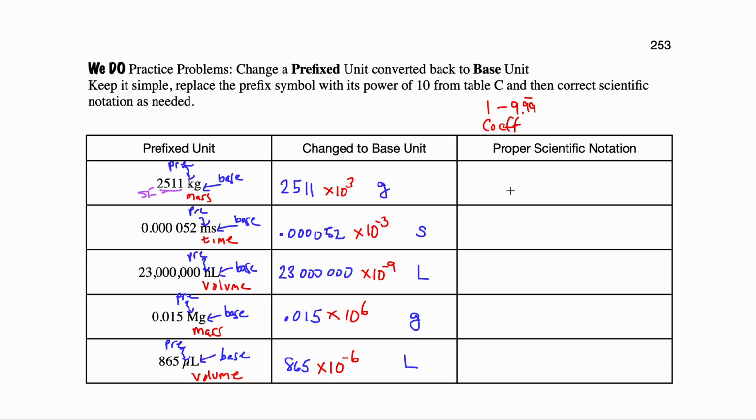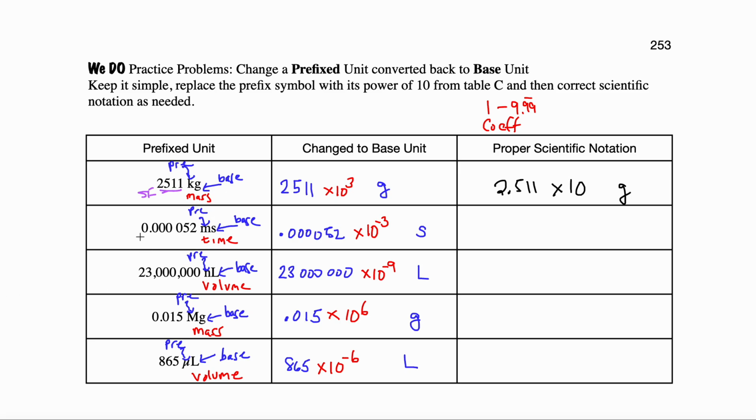So my coefficient would be written as 2.511 times 10 to some power grams. I'm going to worry about the exponent a little bit later.